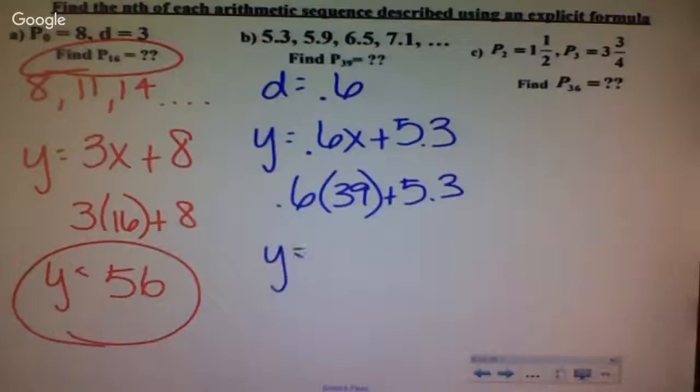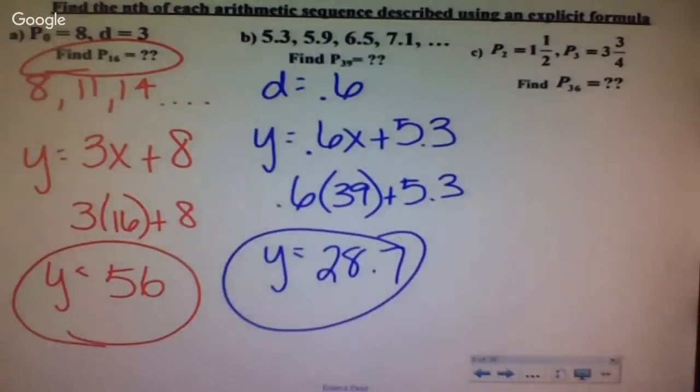46.7. I got 28.7. Did you put in 0.6 instead of just 6? I put that wrong. We'll try that for myself. I mean, okay.